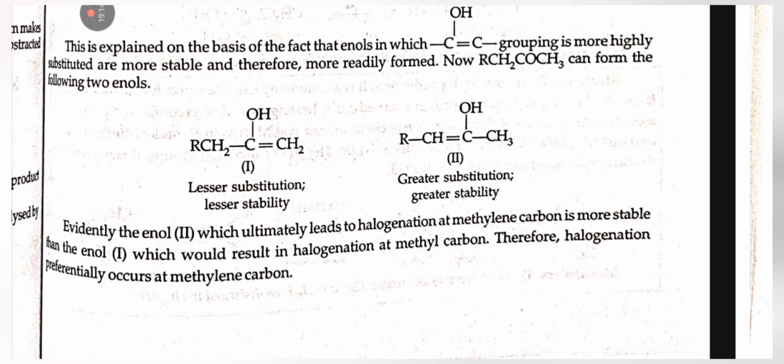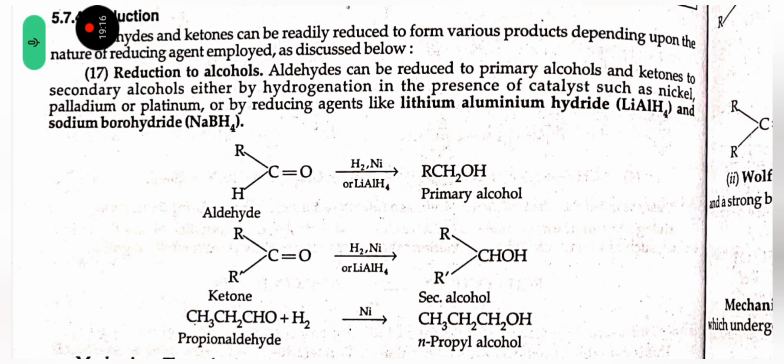Reduction. Aldehydes and ketones can be readily reduced to various products depending upon the nature of the reducing agent employed, as discussed below. Reduction to alcohol. Aldehydes can be reduced to primary alcohols and ketones to secondary alcohols either by hydrogenation in the presence of catalysts such as nickel, palladium and platinum, or by reducing agents like lithium aluminum hydride and sodium borohydride.